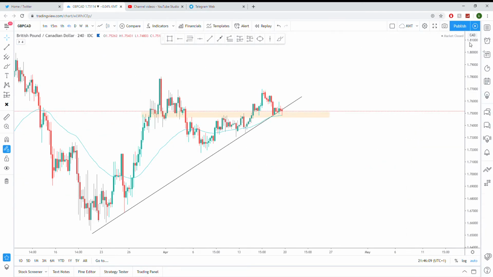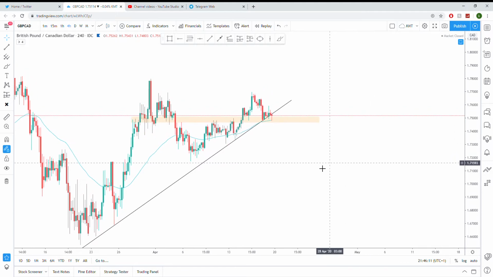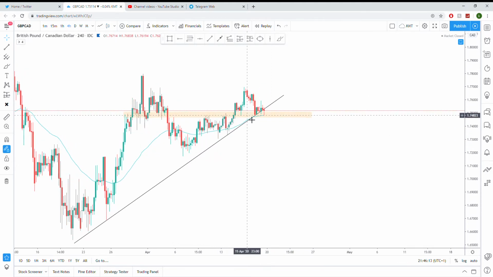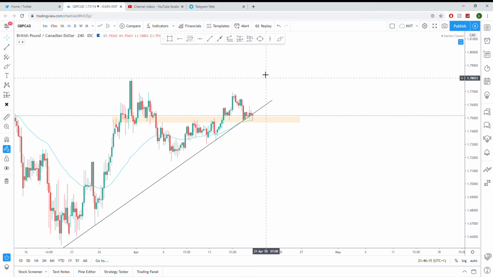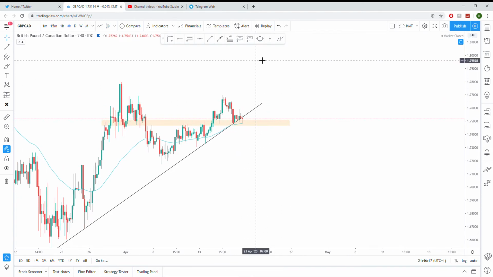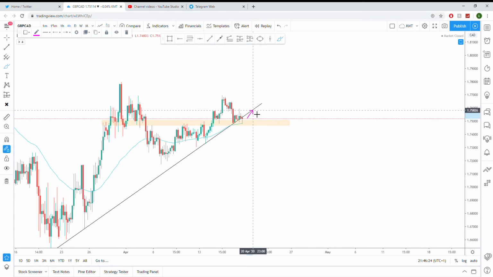So moving on to GBP CAD, Canadian dollar. The momentum is pushing up towards the upside. I will be looking for some buys in this pair. Right now we're on the push to the upside, and again we're now in this phase of wick rejection.